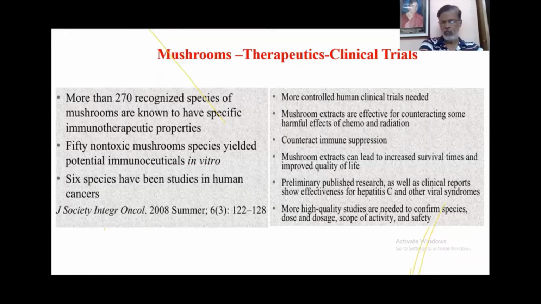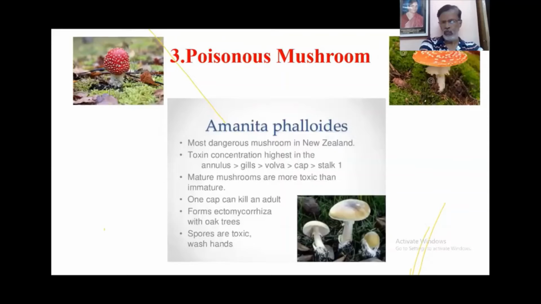The third one is the poisonous mushroom, Amanita phalloides. It's the most dangerous mushroom from New Zealand. The toxin concentration is highest in the annulus, gills, volva, the cap, and the stalk. These are the parts where we can see that the toxins are present. Mature mushrooms are more toxic than immature mushrooms. One cap can kill an adult. One cap of this mushroom. Then spores are toxic. We have to wash hands after we handle Amanita phalloides.